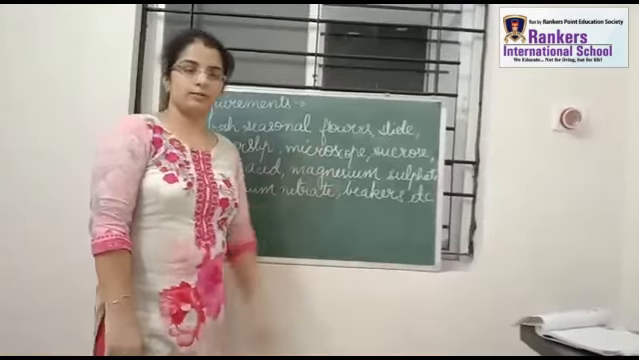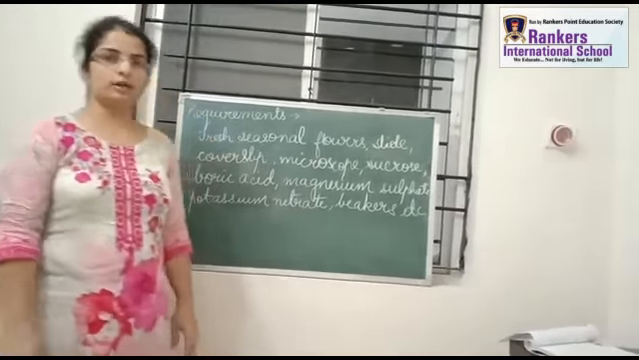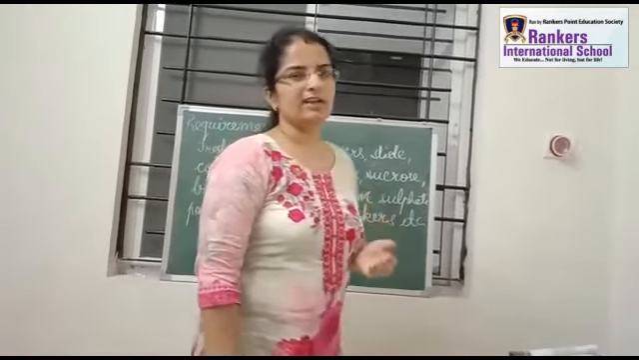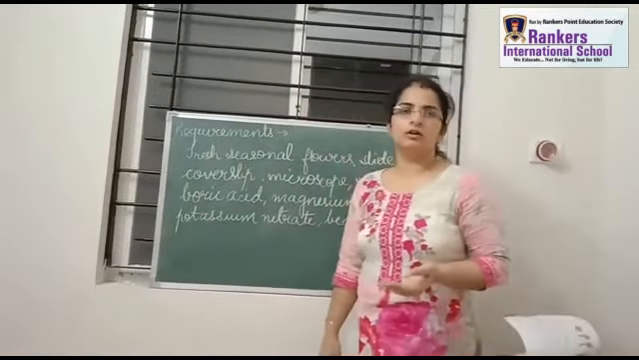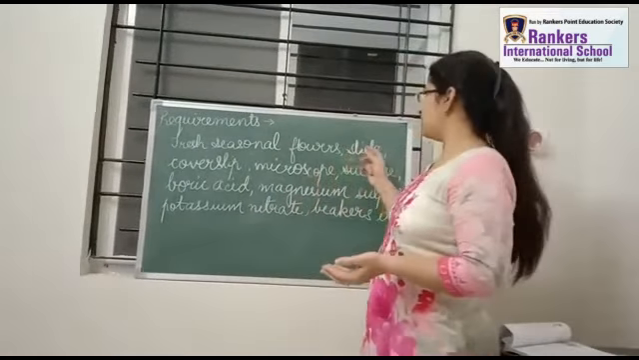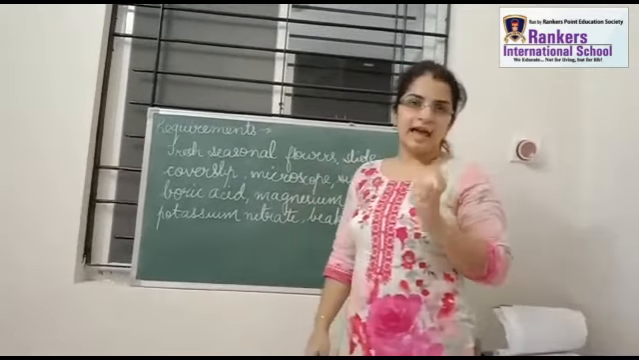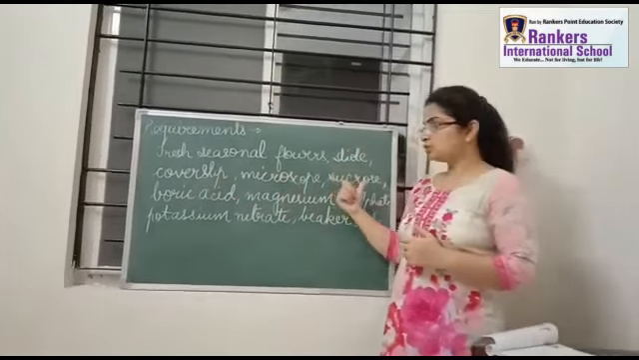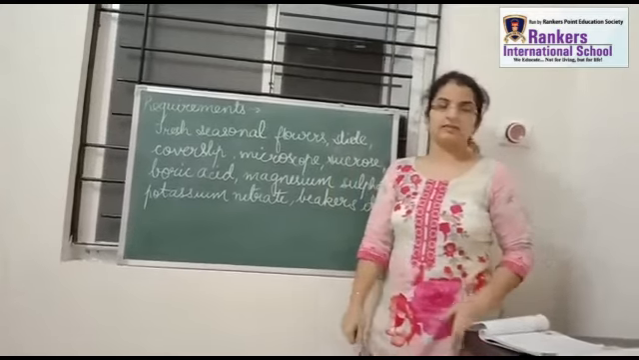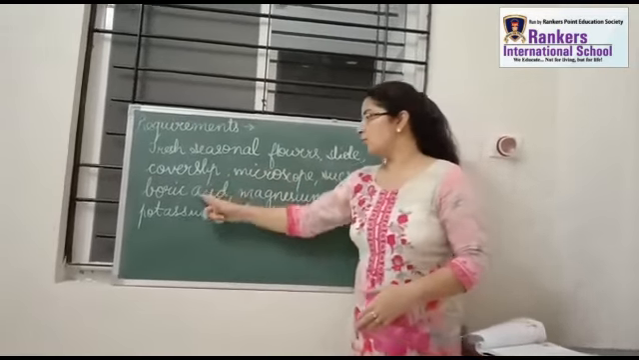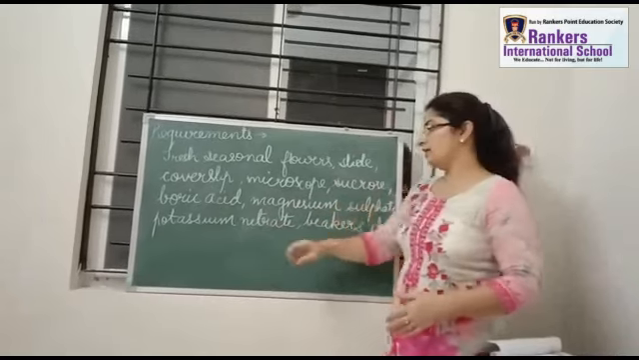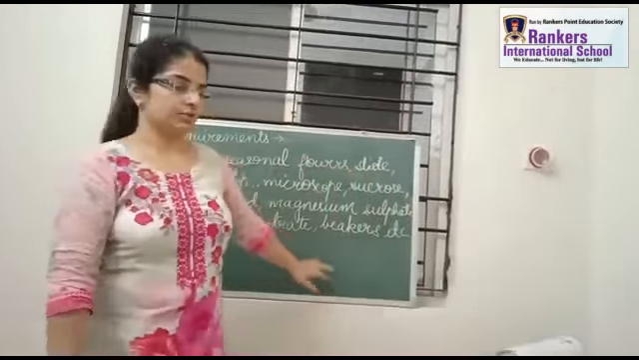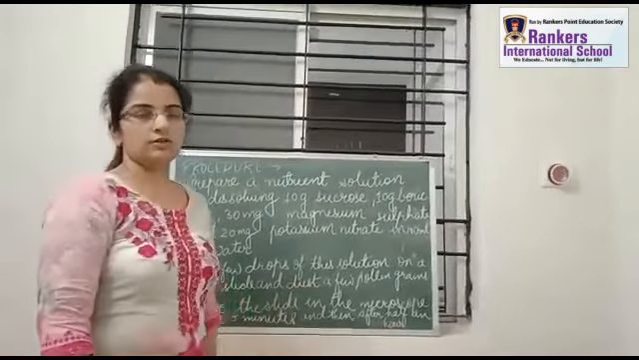So here are the requirements for the experiment we are doing today: fresh seasonal flowers. For seasonal flowers, you can take hibiscus, which is available in all 12 months of the year. You also need a slide, a cover slip, a microscope, and chemicals: sucrose, boric acid, magnesium sulfate, potassium nitrate, and a beaker for making this solution.